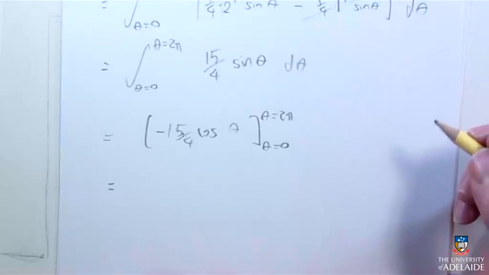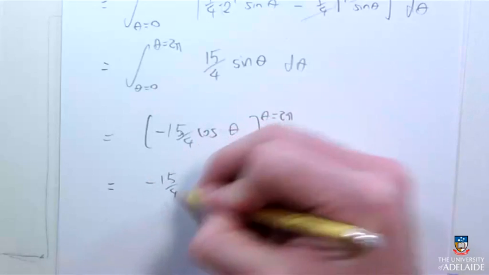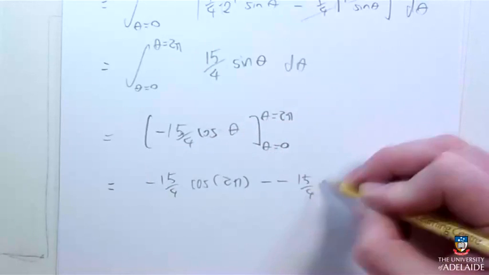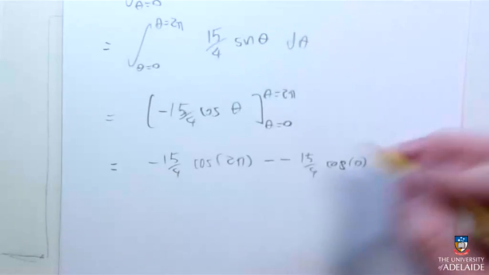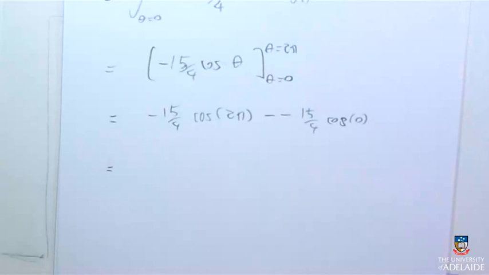Sometimes it does come out to 0. And so we have minus 15 on 4 cos of 2 pi minus 15 on 4 cos of 0. And cos of 0 and cos of 2 pi, it is coming out to 0 anyway, isn't it? Yep, cos of 2 pi and cos of 0 are both 1, so we get 0. Aww. Oh well, there you go.